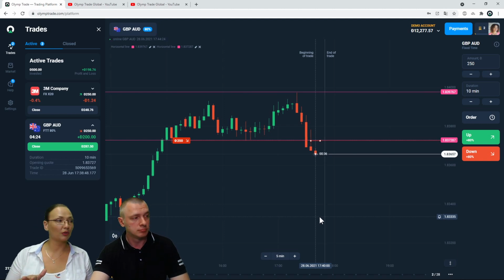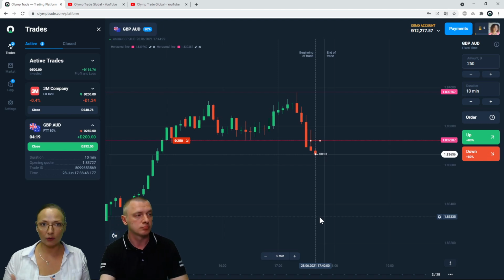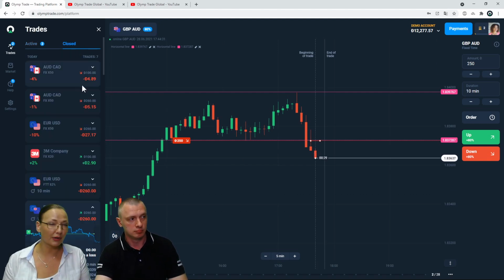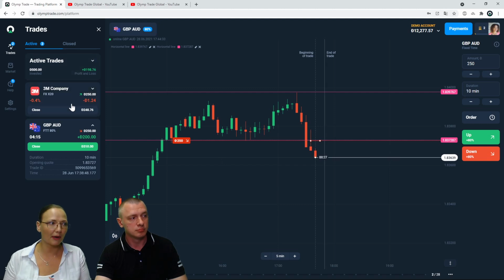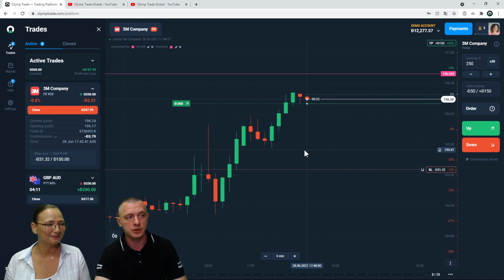Just one thing I did want to mention about the Forex. The stop loss will be by default automatically set to the amount of your trade, so you cannot lose more than the amount of your trade, regardless of how much you have on your deposit. That's it. You're absolutely right.